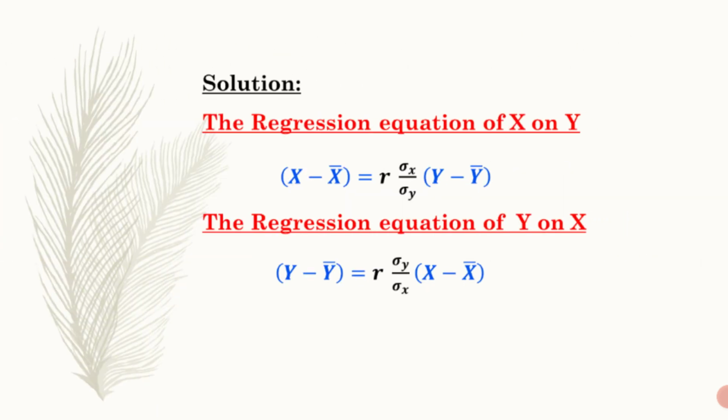Solution. Already we know the regression equations. Let me repeat them once again. The regression equation of x on y is x minus x bar equals r into sigma x by sigma y into y minus y bar. And the regression equation of y on x is y minus y bar equals r into sigma y by sigma x into x minus x bar. Using these two equations, we are going to find our regression equations of x on y and y on x.